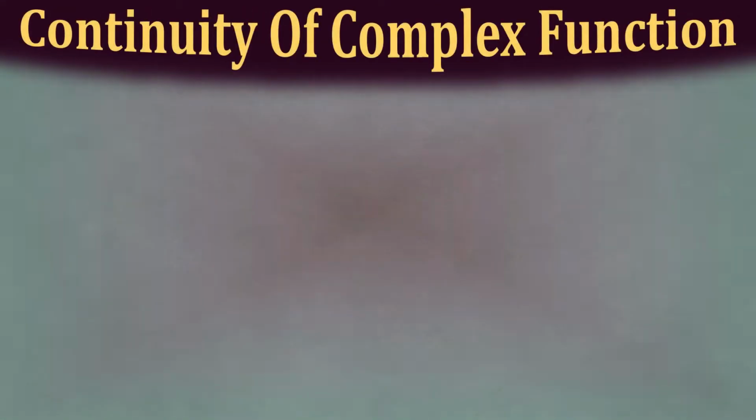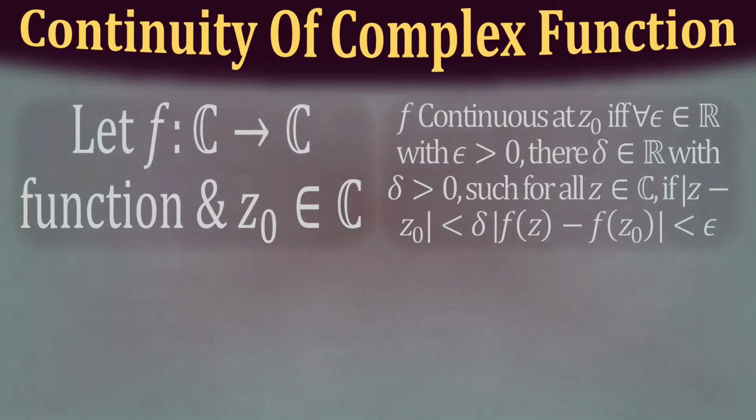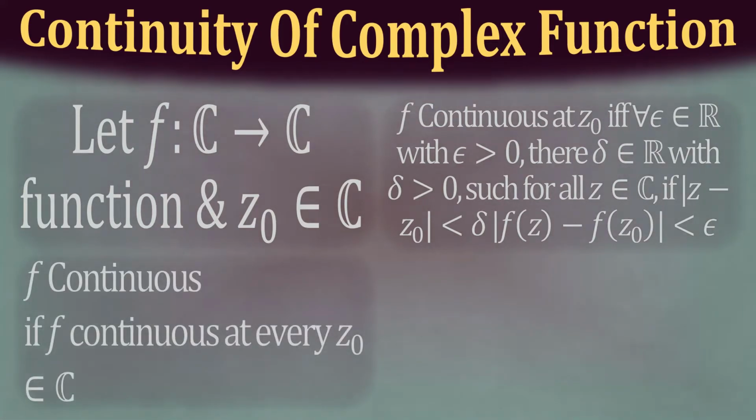Hence, let's define continuity of a complex function. Let f from C to C be a function, and let z naught be in the complex numbers. We have that f is continuous at z naught if and only if for every epsilon in the reals which is greater than 0, there is some delta in the reals greater than 0, such that for all z in the complex numbers, if the modulus of z minus z naught is less than delta, then the modulus of f of z minus f of z naught is less than epsilon. We say that f is continuous if f is continuous at every z naught in the complex numbers.